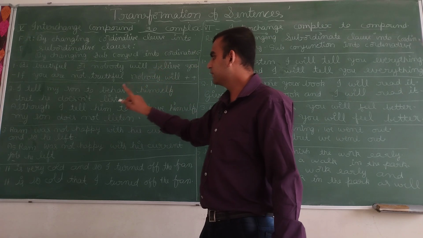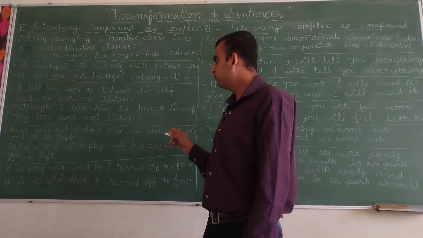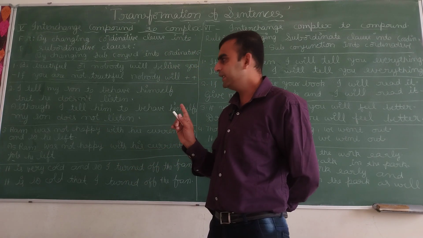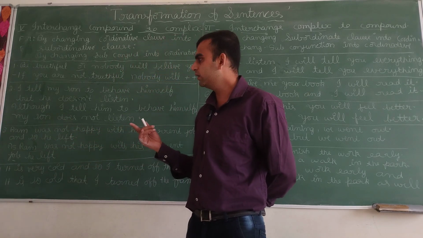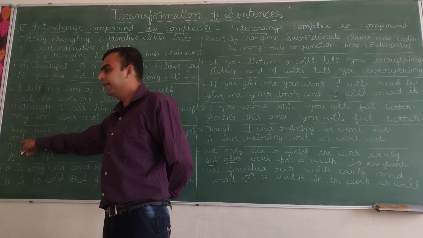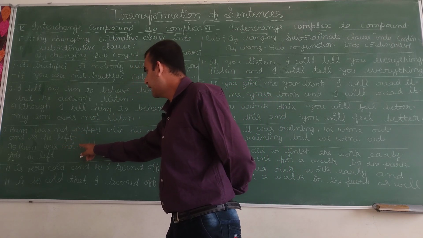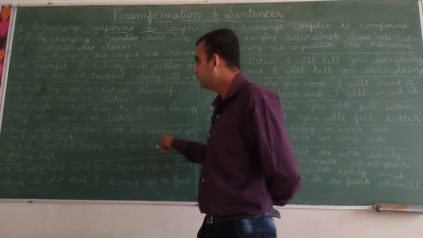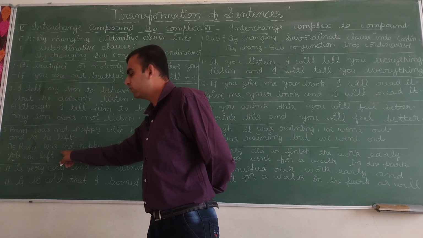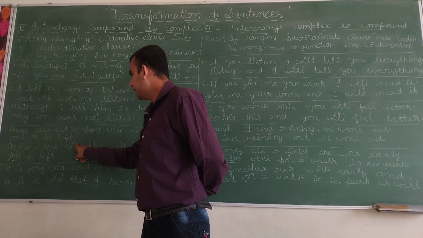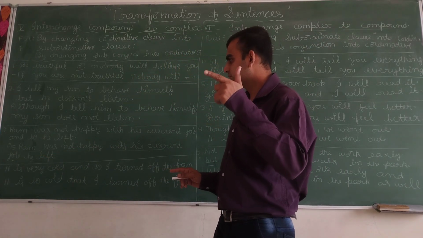Now the third one: Ram was not happy with his current job and so he left. Ram was not happy with his current job is one independent clause, and so he left is the second independent clause. And is a coordinative conjunction. How to interchange this sentence into a complex sentence? Ram left because he was not happy with his current job. Why did he leave? Because he was not happy with his current job. This is a dependent clause, which depends on why he left. Is it clear? Next one.